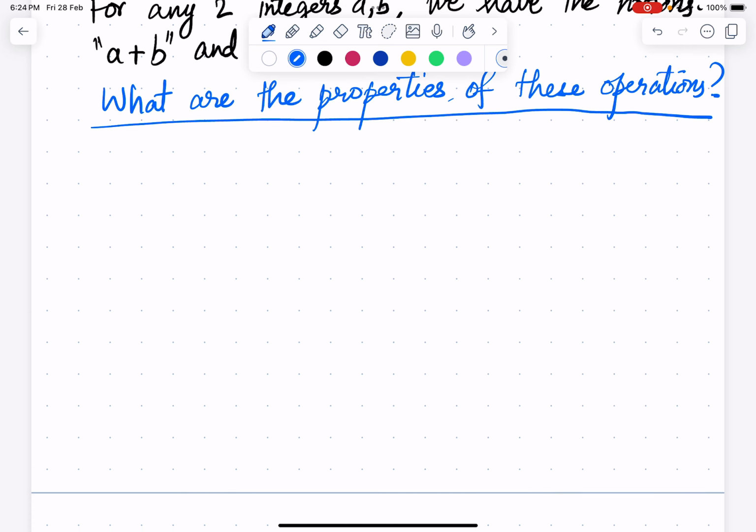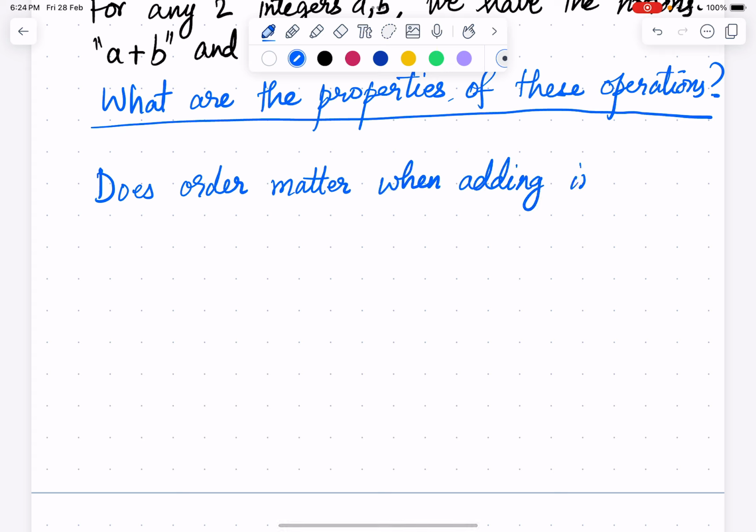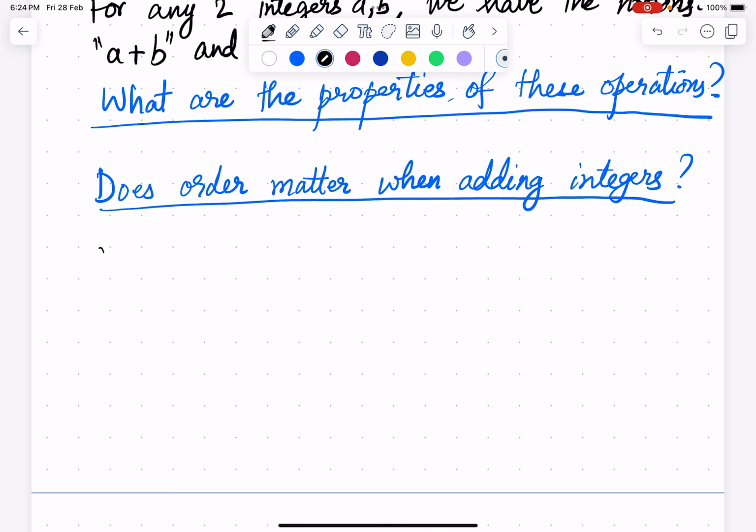Within this we can ask, does order matter when adding integers? So there is an observation which we can make. It is called the commutativity property.